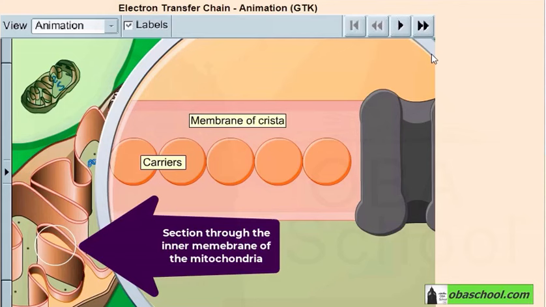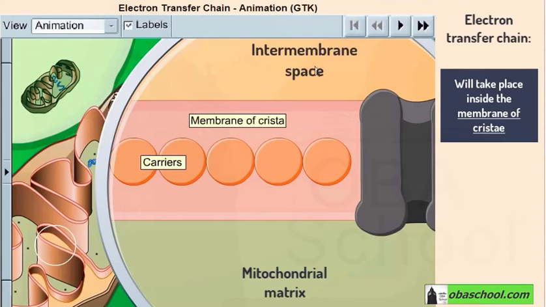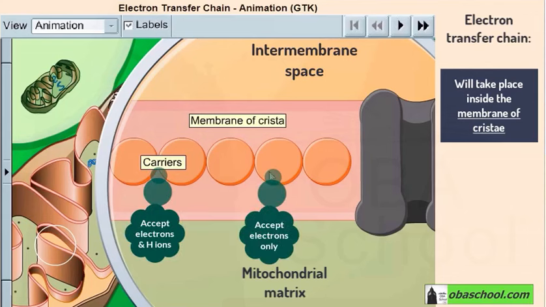Here is a section through the inner membrane of the mitochondria. The electron transfer chain, which will take place inside the membrane of crista, separates the mitochondrial matrix from the intermembrane space. The electron transport chain consists of several carriers that are embedded through the membrane of crista with an ATP synthase. The first two carriers can accept electrons and protons, while the other three carriers can accept electrons only.